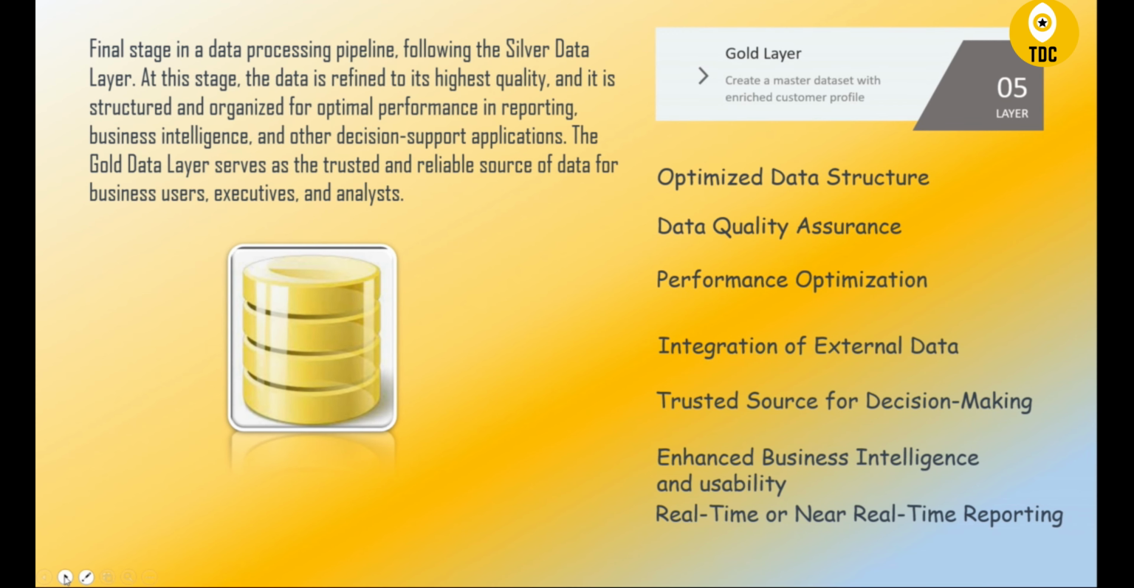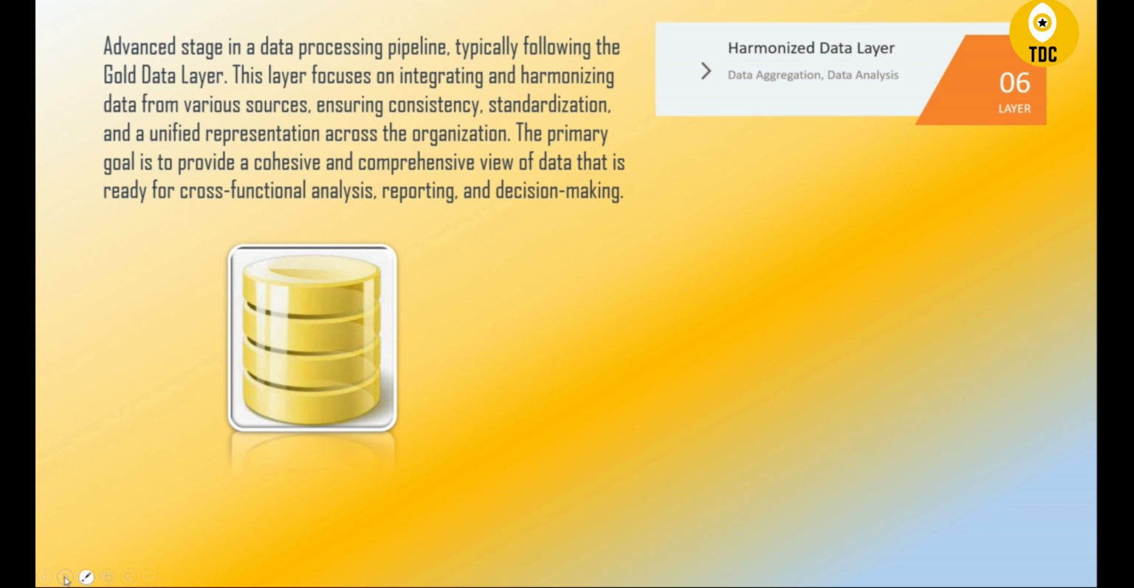So now quickly jump to the harmonized layer, basically. The harmonized layer is an advanced stage on top of the gold layer. So this is again an optional layer. Most of the projects don't use this harmonized layer, because the gold layer serves the purpose for most of the projects.